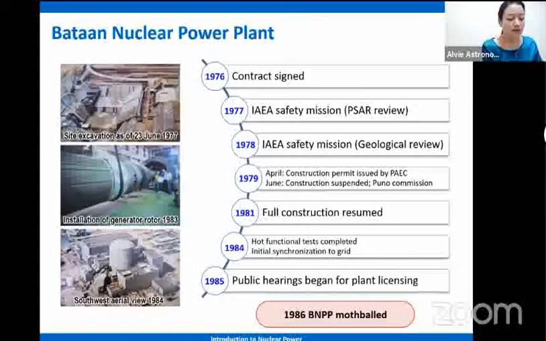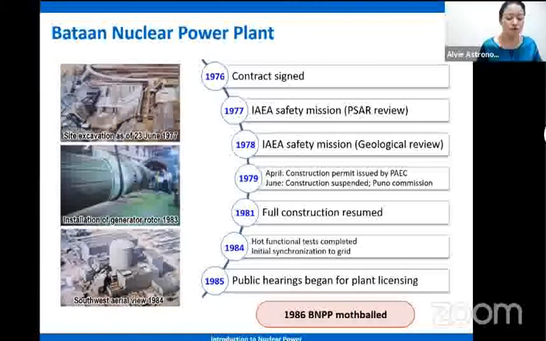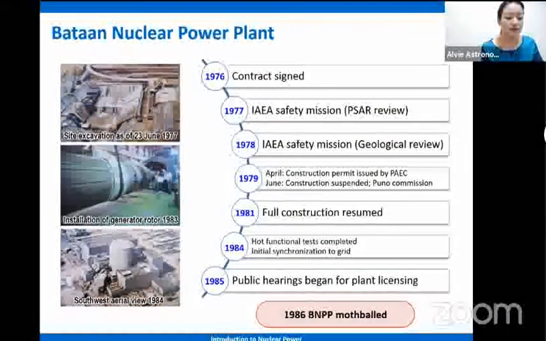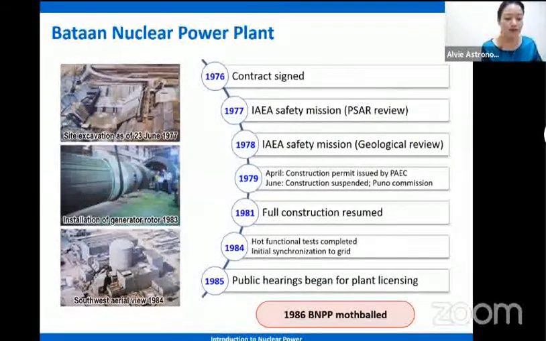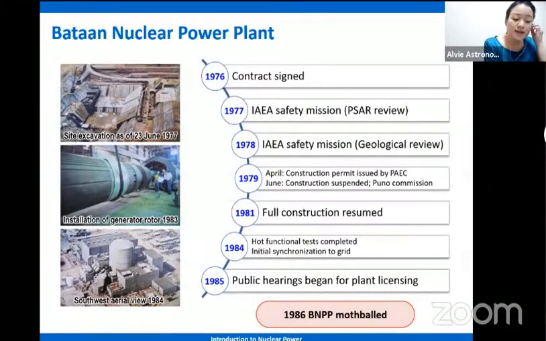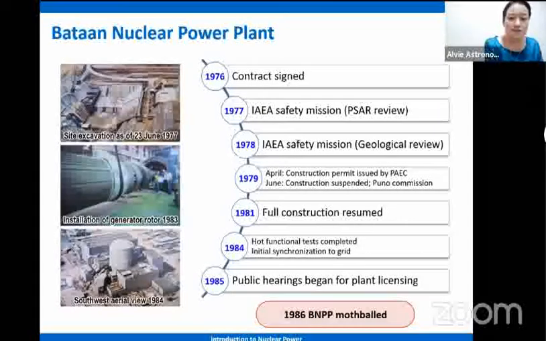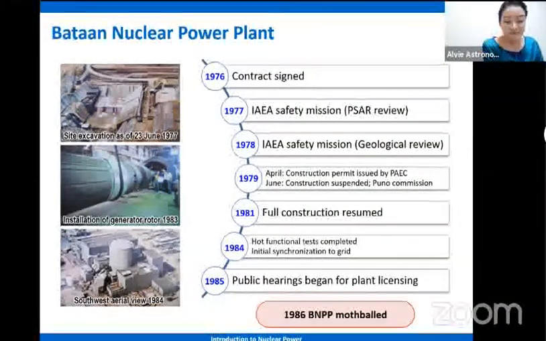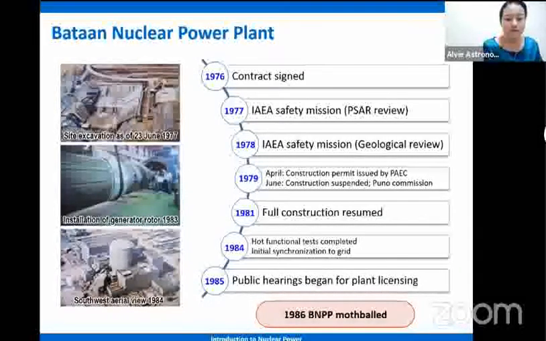So construction was suspended, and the Puno Commission was conducted, which included stakeholder or public consultation again. After the consultation was completed, full construction resumed in 1981. In 1984, the hot functional test was completed, and initial synchronization to the grid was conducted. In 1985, public hearings began for plant licensing. However, in 1986, the Bataan nuclear power plant was mothballed.